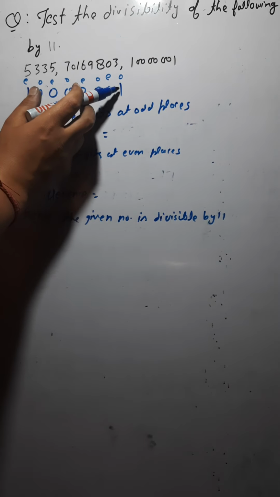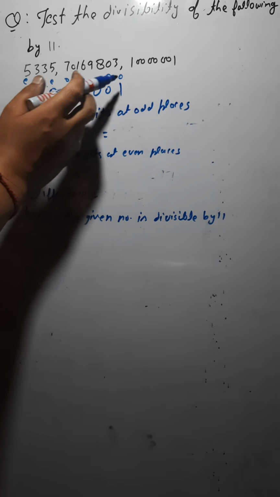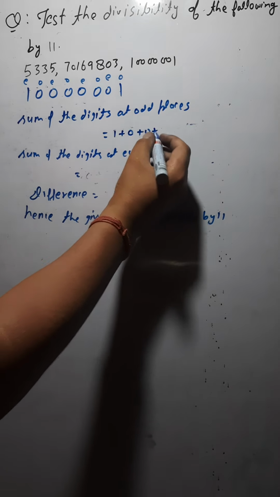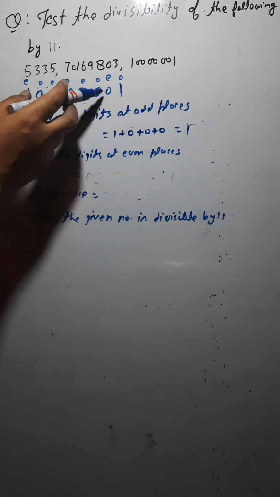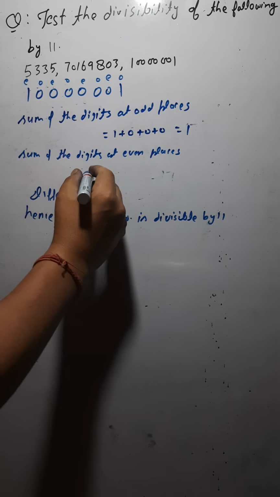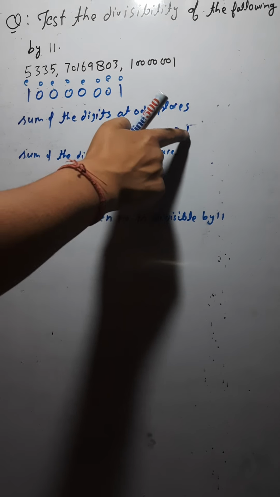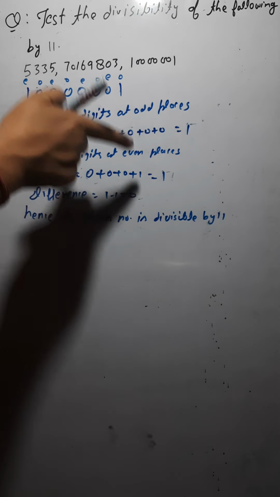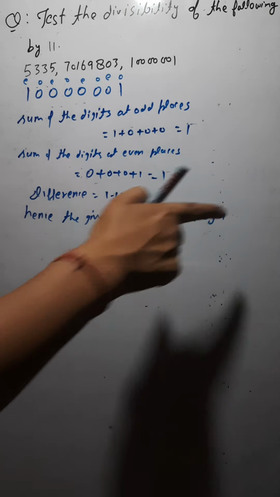What are the digits at odd places? 1 0 0 0. 1 plus 0 plus 0 plus 0. Answer would be 1. Now sum of the digits at even places, here 0 0 0 1. So answer is again 1. Subtract 1 minus 1, again 0. So since the difference is 0 and 0 is divisible by 11, getting or not? So again you would write hence the given number is also divisible by 11.